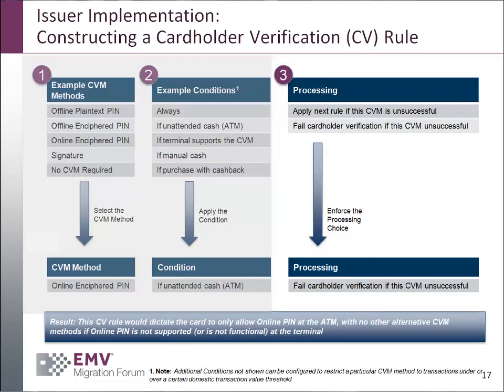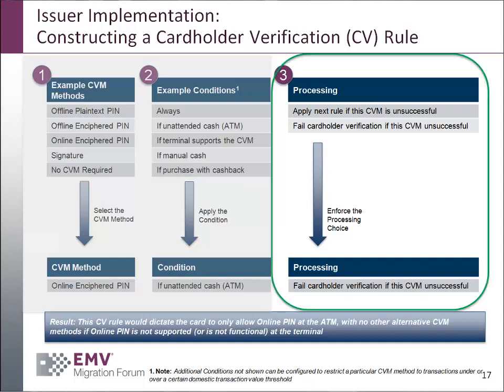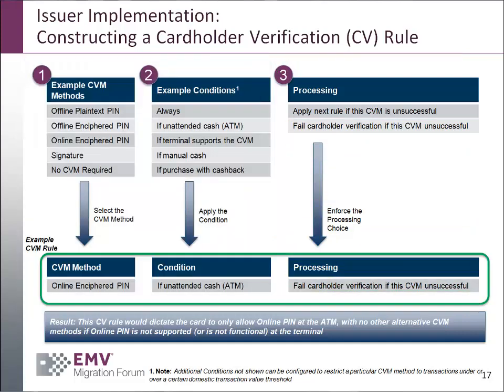Now, we need to indicate what should happen if that CVM is unsuccessful. There are two options shown here in the third column. Since Online PIN is the only CVM allowed at an ATM, we cannot allow the cardholder to try a different CVM if the first one fails. So, we must fail cardholder verification if this CVM is unsuccessful. We now have our first CV rule for an AID on this chip card. Since this AID is only going to support the Online PIN CVM, our CVM list for this AID is complete.